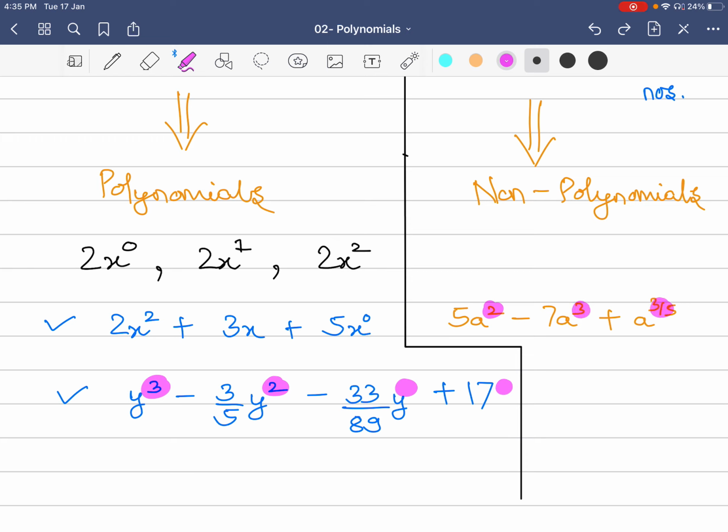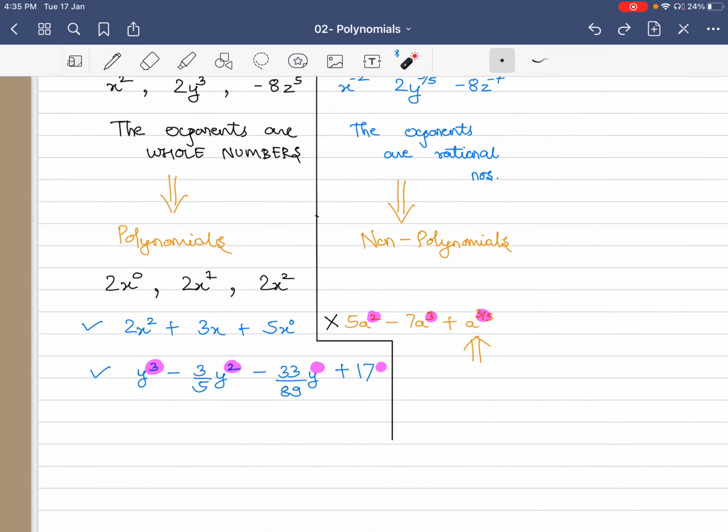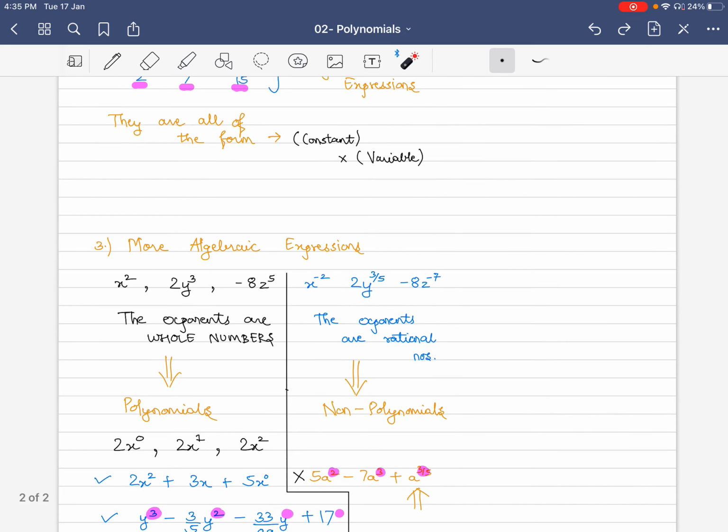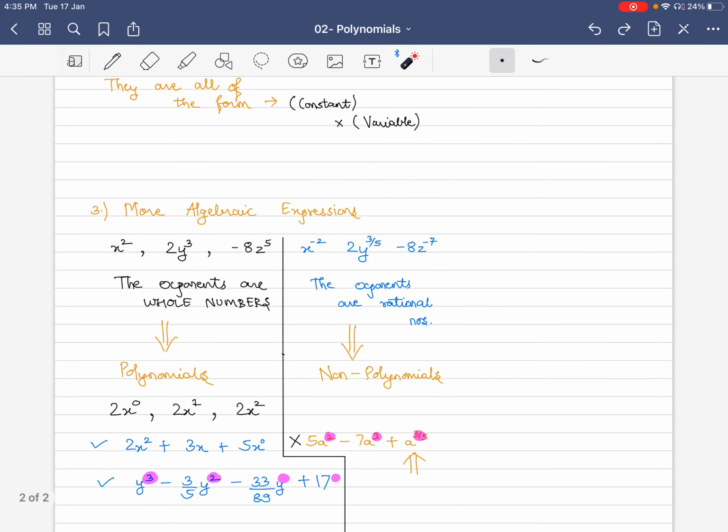So even if there is a single term where the exponent is not a whole number, we say that this is not a polynomial. This algebraic expression is a non-polynomial. So thus this is the concept of a polynomial. Very simple. Just to revise, a polynomial is an algebraic expression where the exponents are whole numbers.